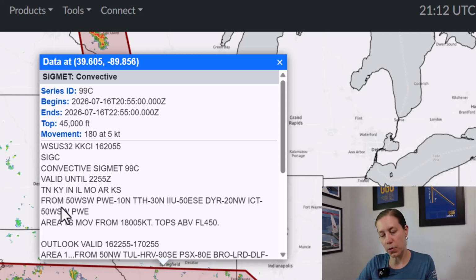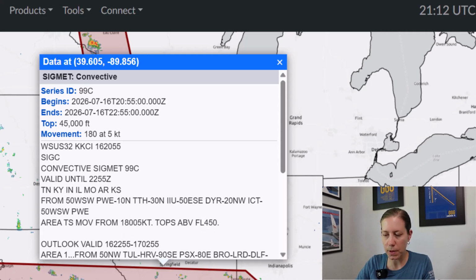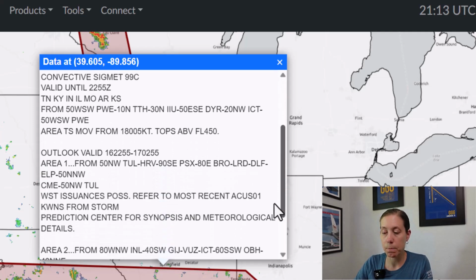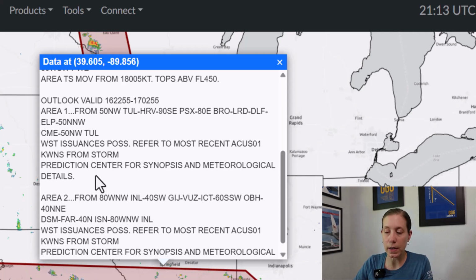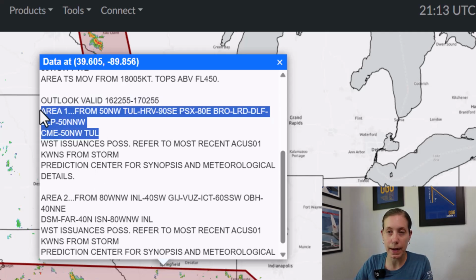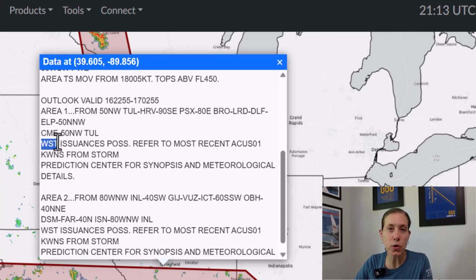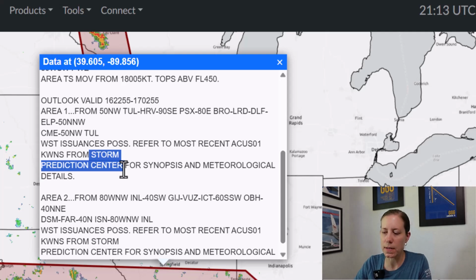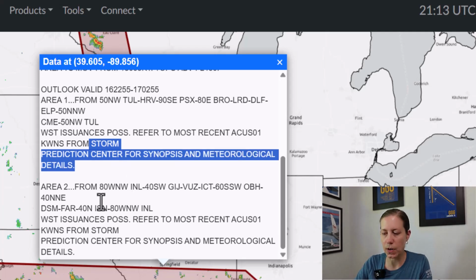It is an area of thunderstorms from 50, and you could plot all this out, but they've drawn it for you. Yay, so I'm not going to plot it all out, but this is referencing VORs. It is an area of thunderstorms moving from 180 at 5 knots, tops above flight level 450. And then if I keep going, they're going to give me an outlook of what else is expected in another mapped out area. WST is just shorthand for more convective SIGMETs. So WST issuances are possible, and they want you to refer to the most recent SIGMETs from the Storm Prediction Center that issues all of these for all the details. And then there's another area.